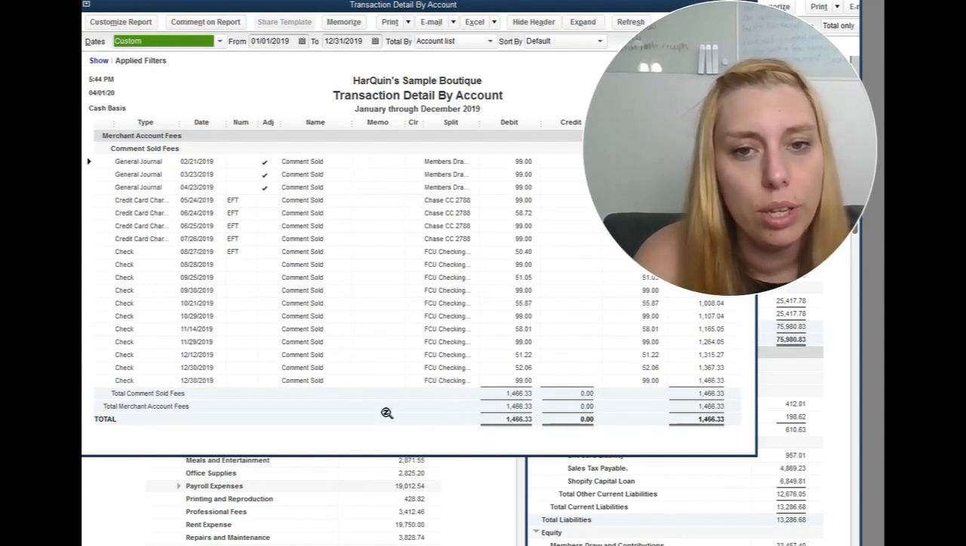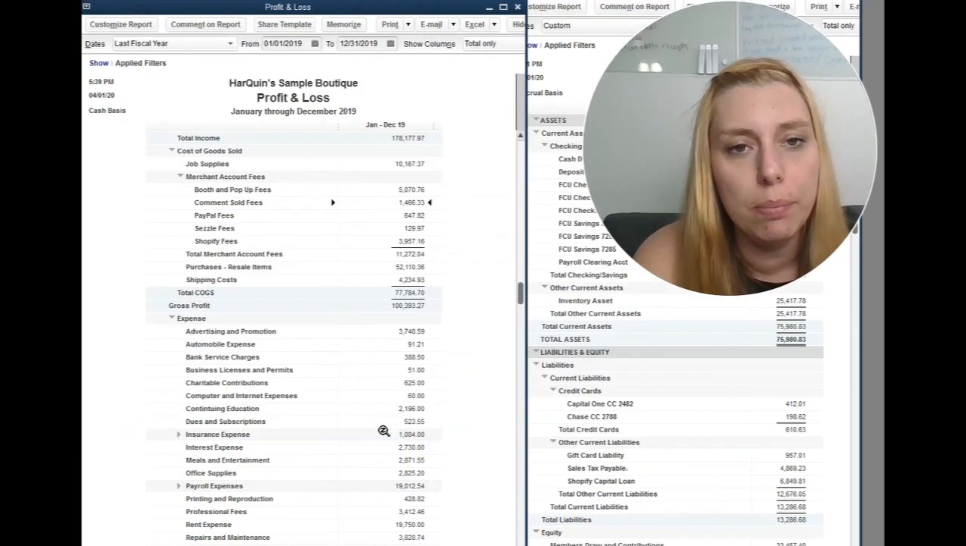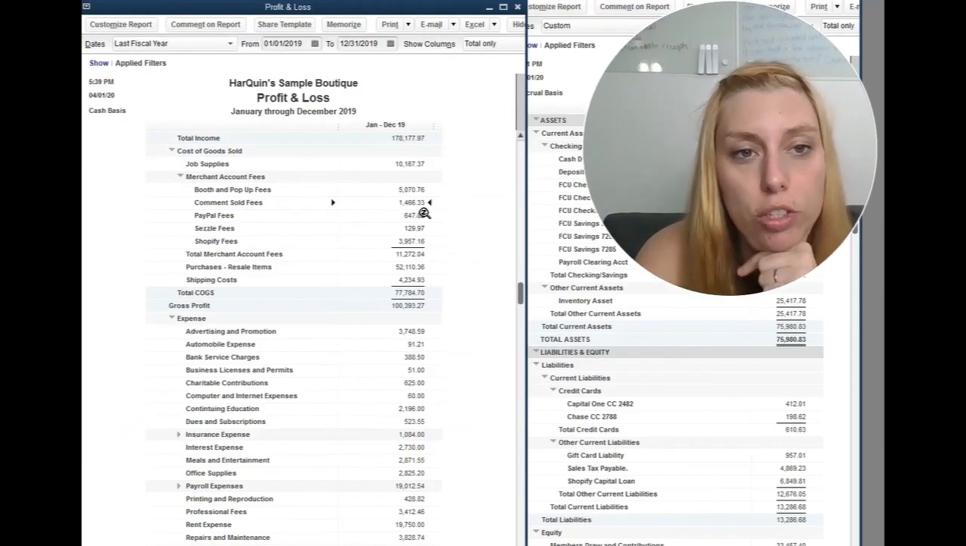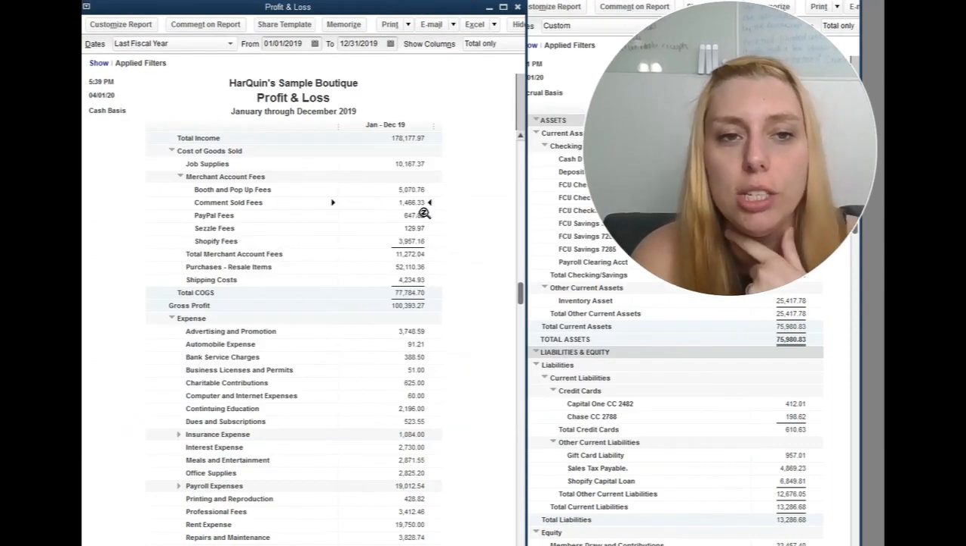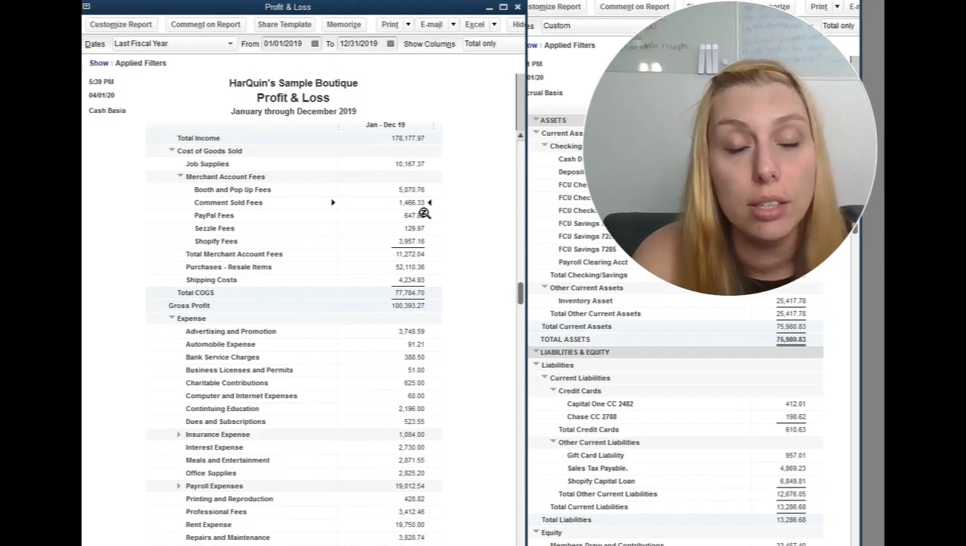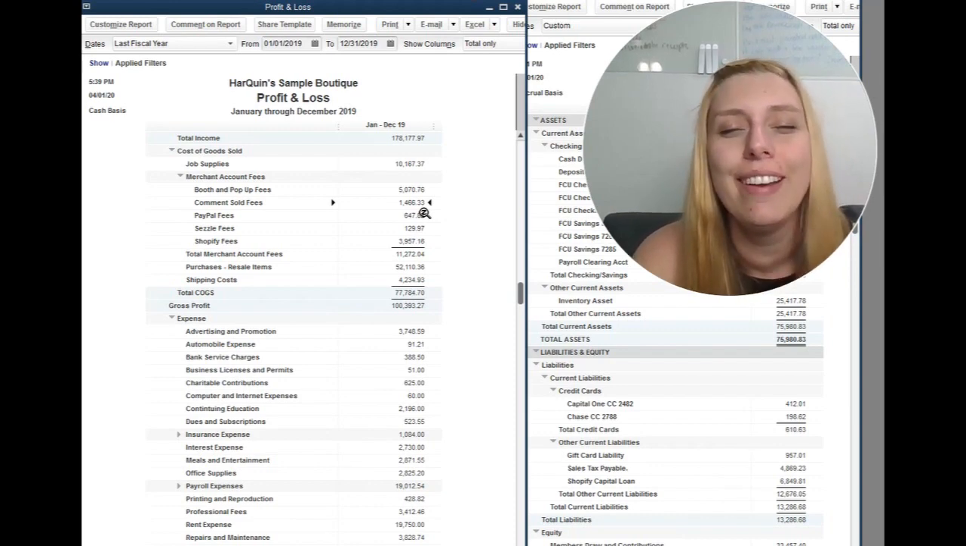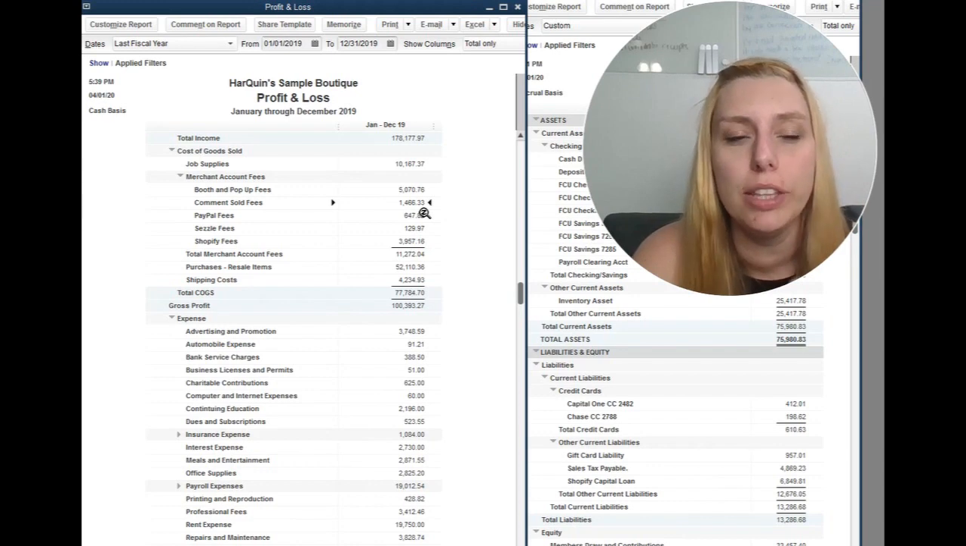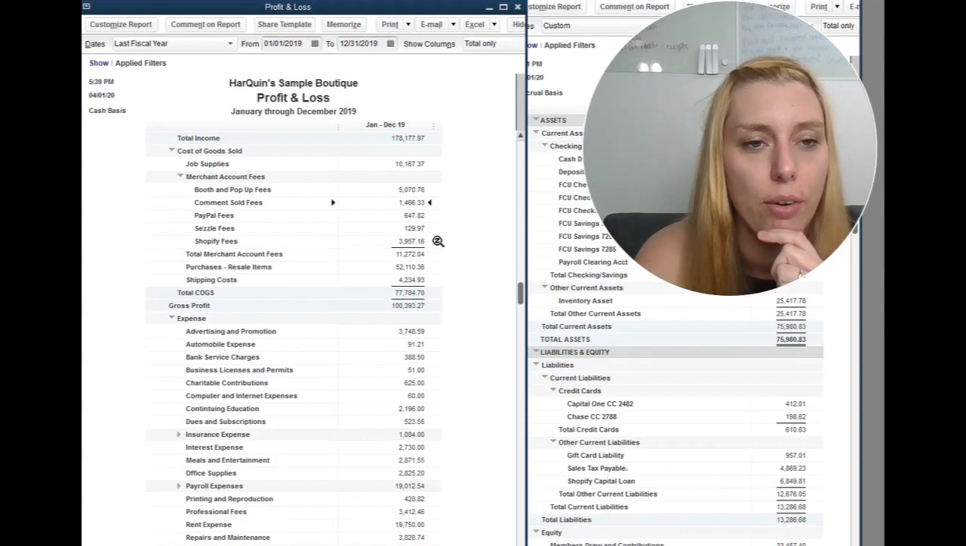It looks like comments sold. We just do the exact charge. I think we have to make an adjustment for some people with comments sold when it comes to their sales tax. That does have to be adjusted, and I'll go over that later when we hit the balance sheet.